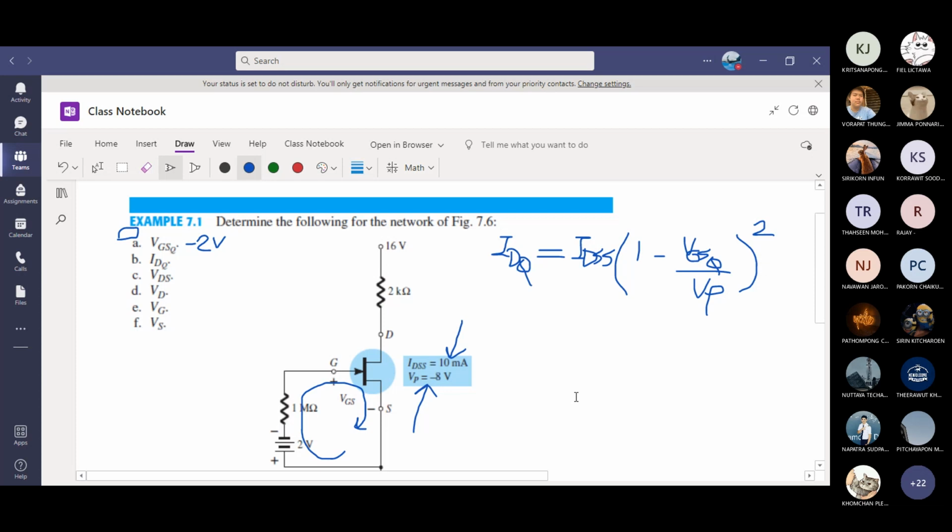You should get 5.625 or 5.63 milliamp. Teacher, can I ask one question to be sure? Yes. Is IDQ the same as ID, right? Yes, IDQ is the same as ID. The letter Q means the operating point, the Q point. So what is the actual ID and what is the actual VGS at the operating point? That is what they're asking.